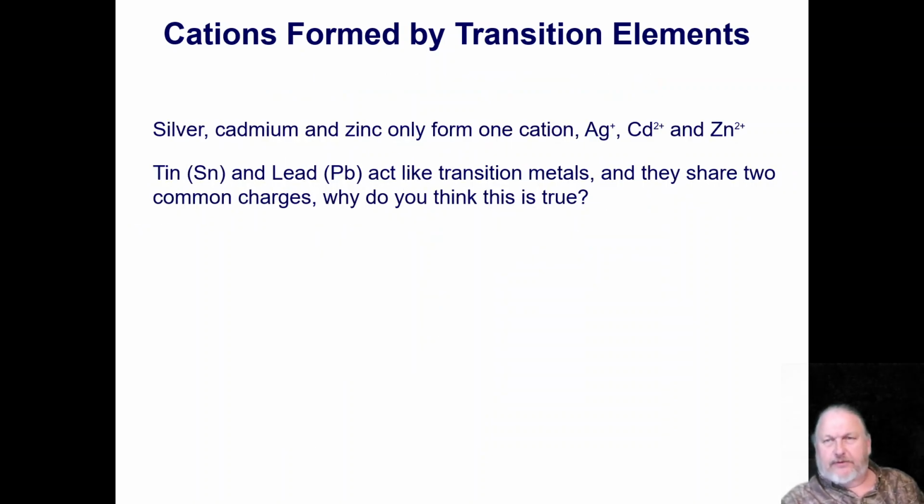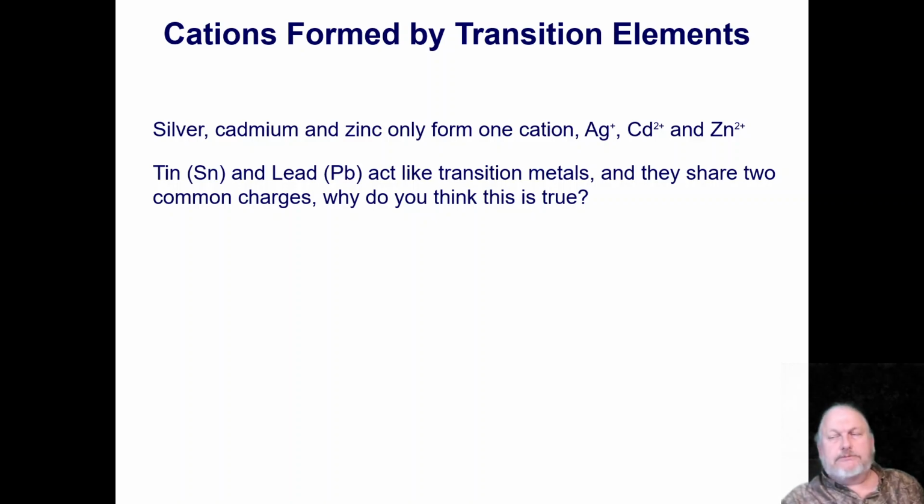Now, silver, cadmium, and zinc are cations that will only form one cation. Silver will be +1. Cadmium and zinc will be 2+. Now, of course, tin and lead act like transition metals, and they're going to share two common charges, +2 and +4. And if you think about it, why is that true?